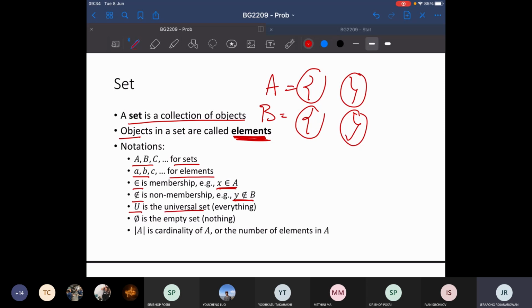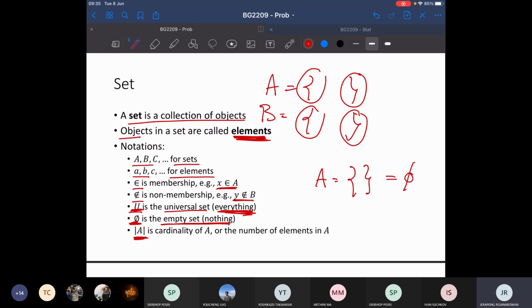And we have two special sets. U is the universal set, which is everything that we are considering. And this one is nothing, basically: the empty set. When A has nothing in it, we write it like this, or like this, which means A has nothing in it.